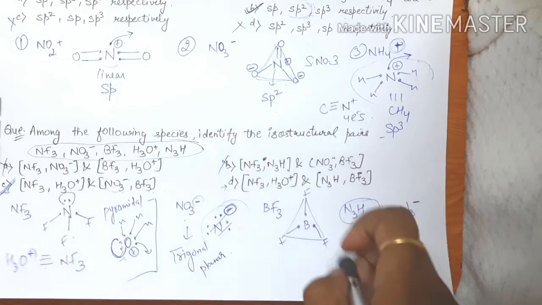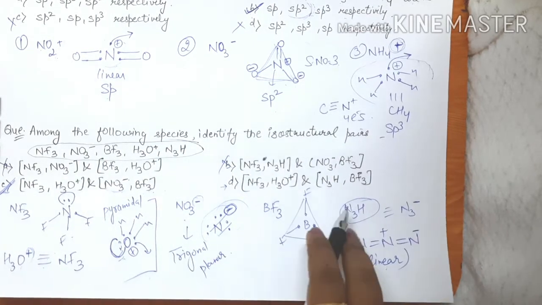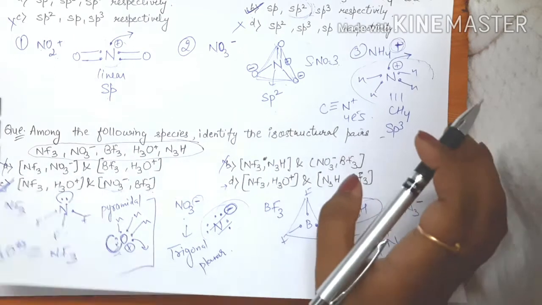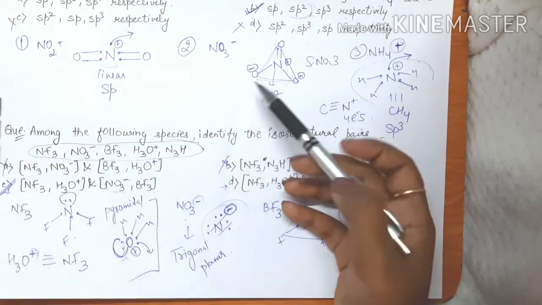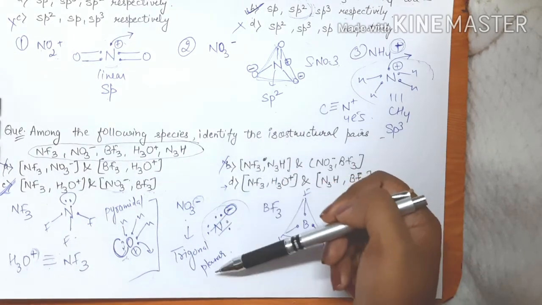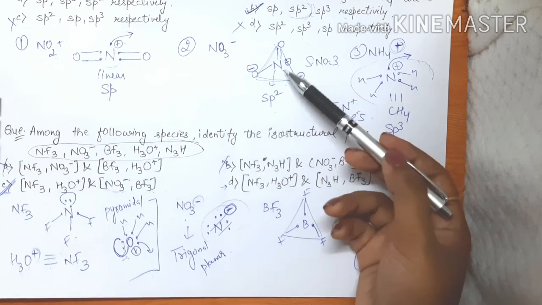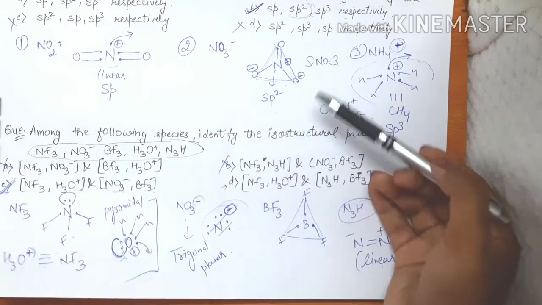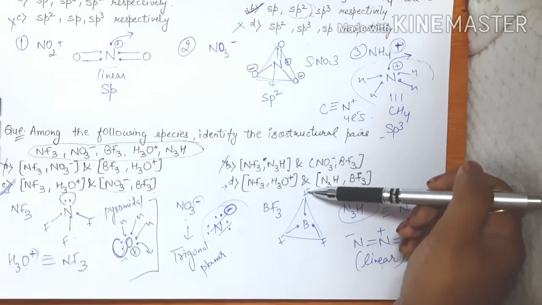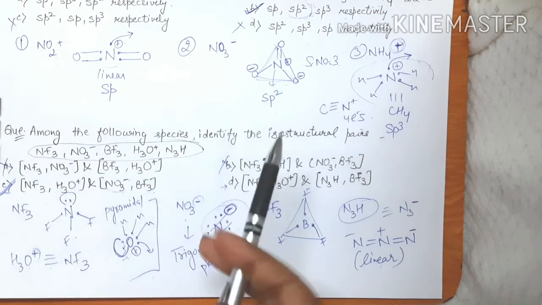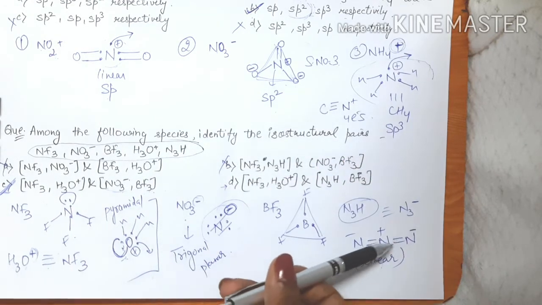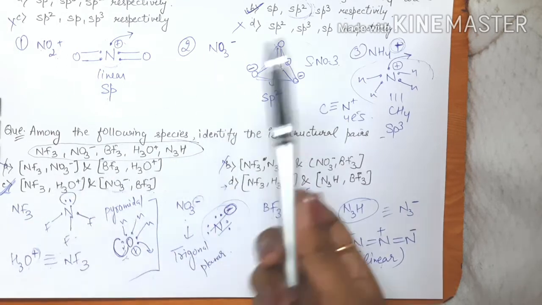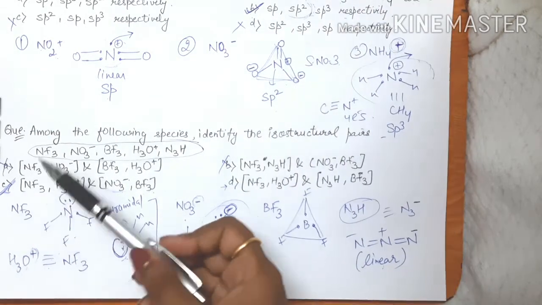So none of them are isostructural with N3 negative. I hope this one is clear, that NO3 negative has a trigonal planar structure. This we are studying from the very beginning. And BF3 also has a trigonal planar structure. These two are isostructural, and N3 negative is not isostructural with any of these species. So the correct option is option C.